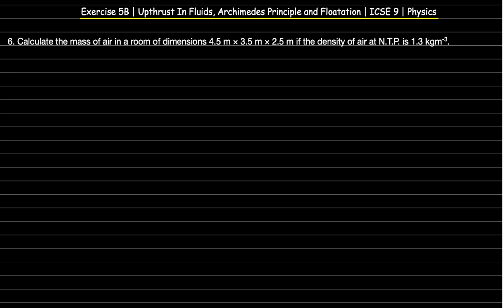So, starting with the sixth question, we need to calculate the mass of air in a room of dimensions 4.5 meter into 3.5 meter into 2.5 meter. If density of air at NTP, normal temperature and pressure, is 1.3 kg per meter cube.